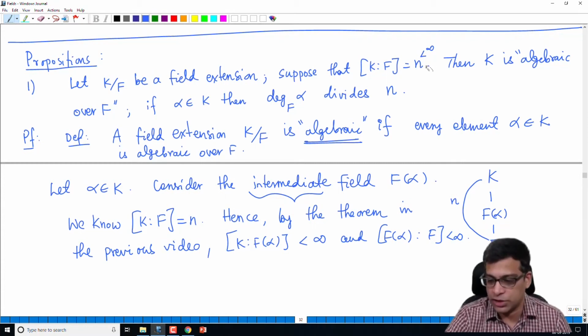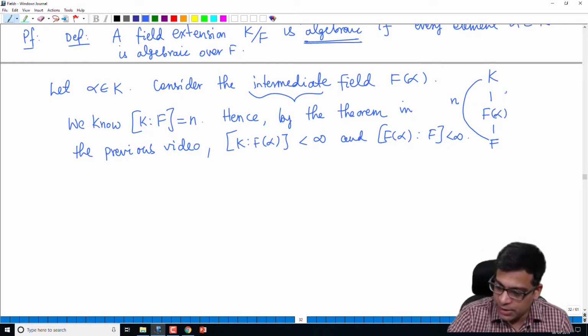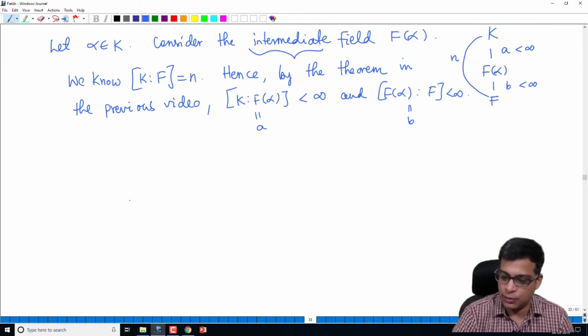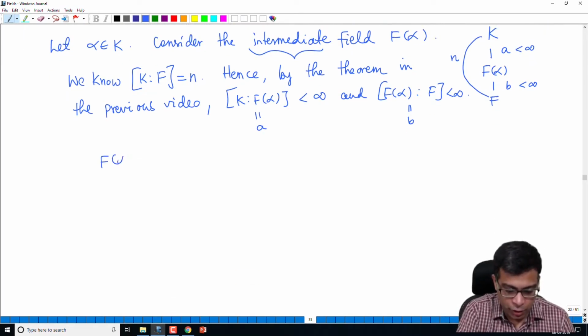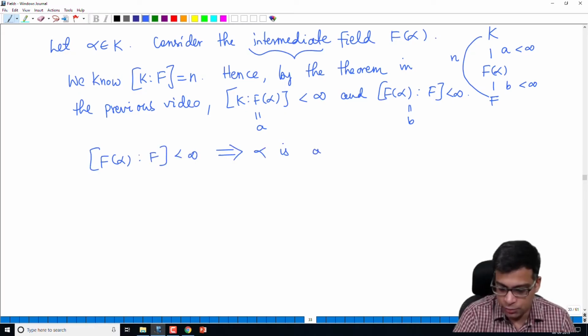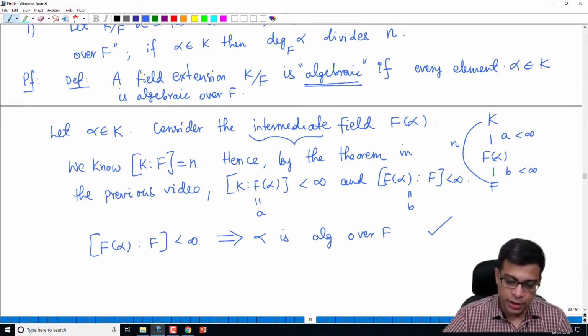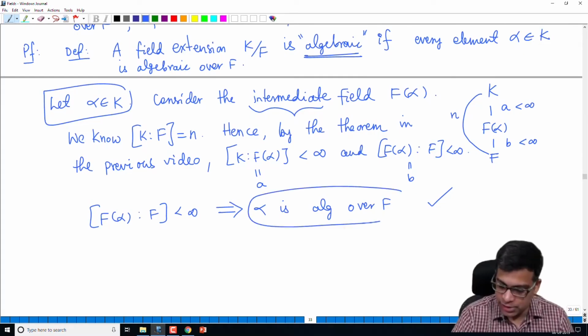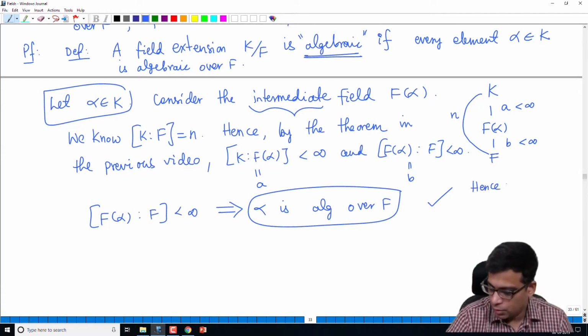I mean, when I say n, of course I mean that it's an integer. That means it's not infinite. Let's call that A, let's call that B. Neither is infinity, so A and B are finite and AB is equal to n. So first of all, we already know that F(alpha) colon F being finite implies alpha is algebraic over F. Okay, so this is the first part, right? We are trying to show that alpha is algebraic. We started with an arbitrary element and we concluded that it is algebraic. Hence, K over F is algebraic.